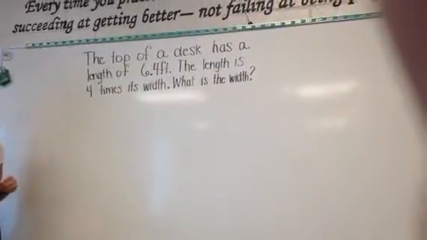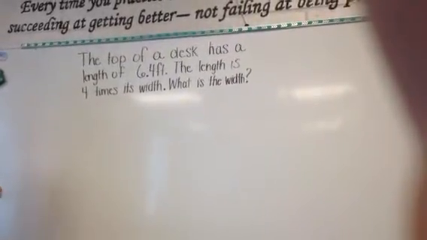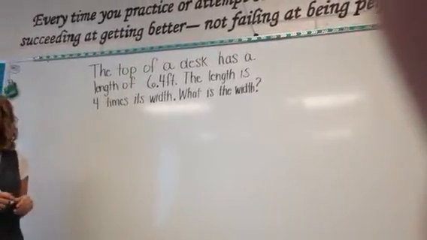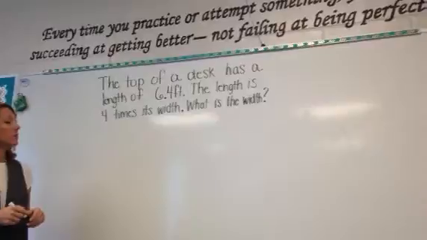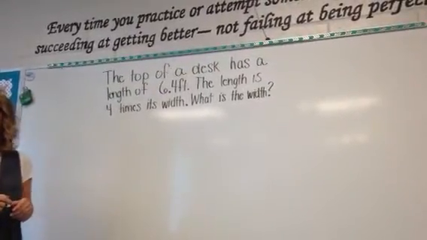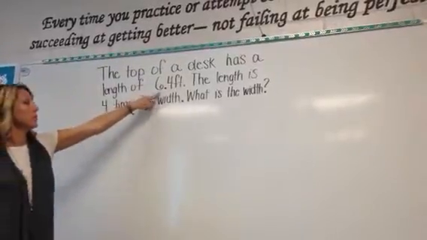Okay. All right, y'all help me read the question. The top of the desk has a length of 6.4 feet. The length is 4 times its width. What is the width? First, let's read this the right way.